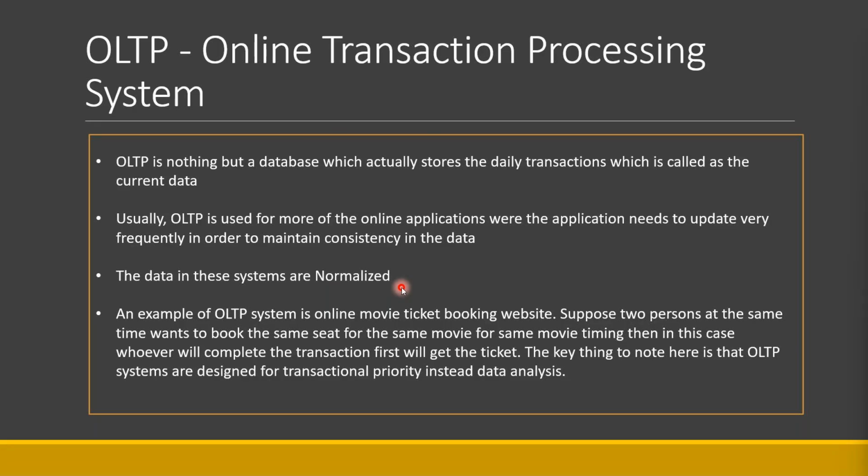That's what normalization means. An example of an OLTP system is an online movie ticket booking website. So you all will already know that, right? Two persons are trying to book the same seat for the same movie at the same time. Then whoever completes the transaction first will get the ticket, right? The same concept goes with OLTP systems.